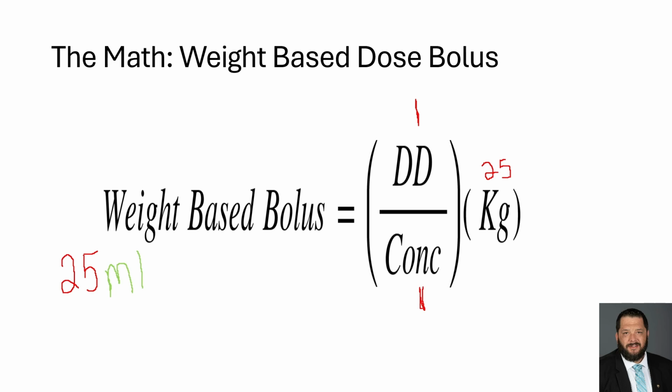The dose that you gave the patient, remember your desired dose was 1 milligram per kilogram, was 1 milligram for every kilogram, and there were 25 kilograms. So your volume administered was 25 milliliters. The dose that you gave was 25 milligrams. That was your dose.